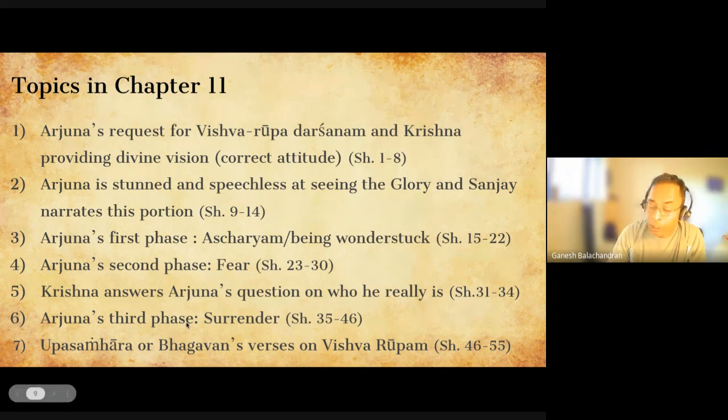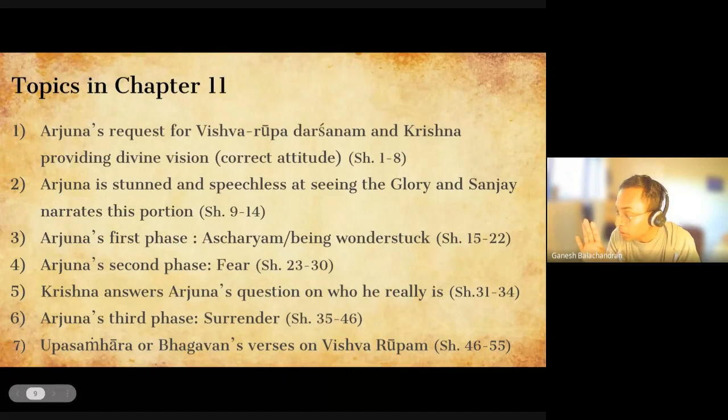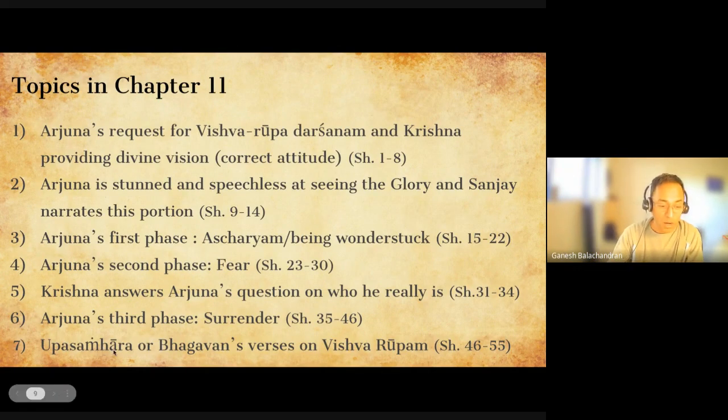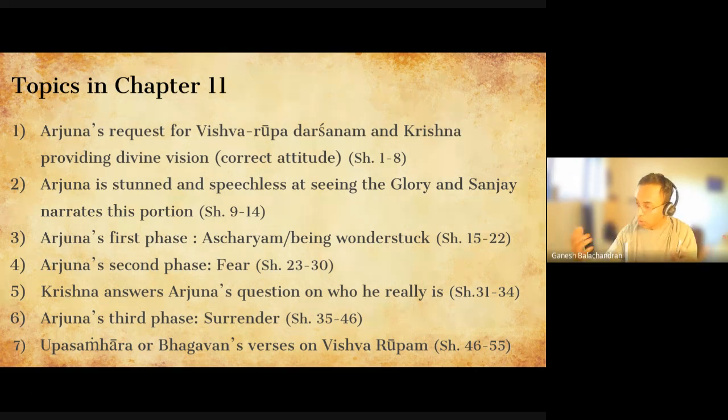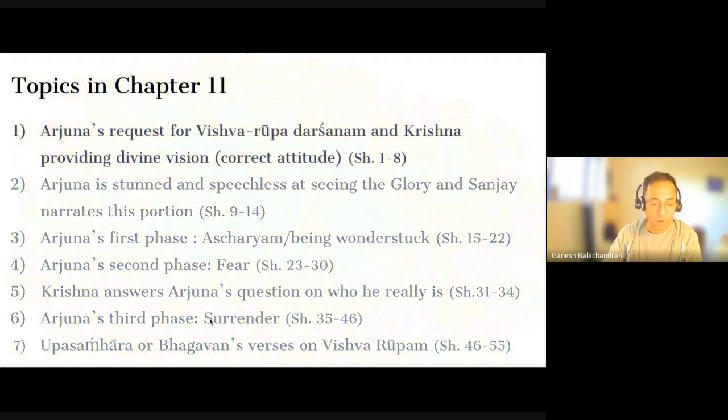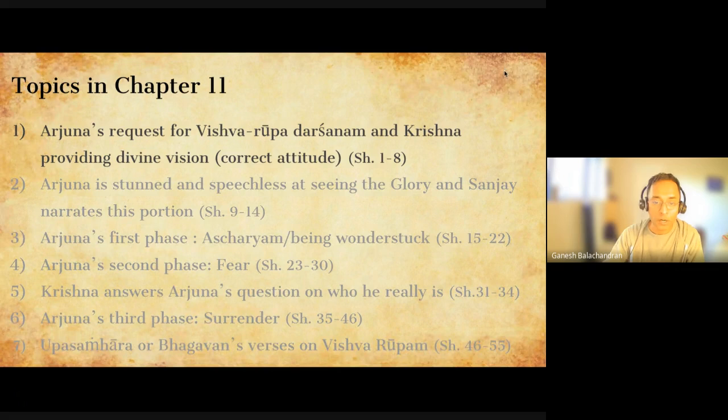Arjuna's third phase is surrender. I don't want to see any more of this. Please show me your original form. And then Upasamhara, or Bhagavan's verses on the Vishwarupa. So Krishna finally shows his original form, and he is giving a conclusion. Okay, so we will start with the first 8 shlokas. Arjuna's request for Vishwarupa Darshanam, the correct attitude. Okay, and Bhagavan giving him the correct divine vision or the correct attitude.